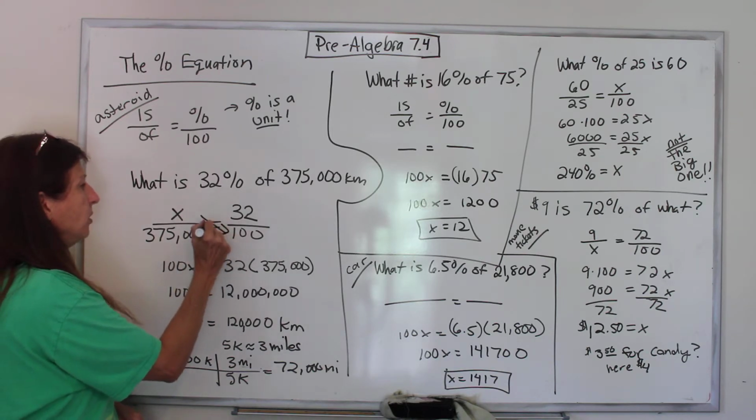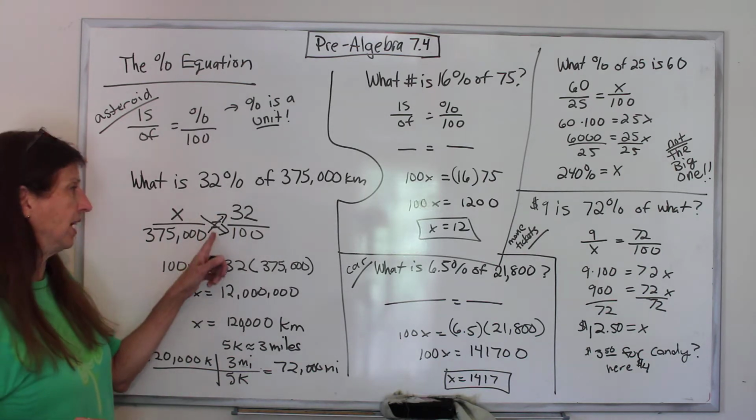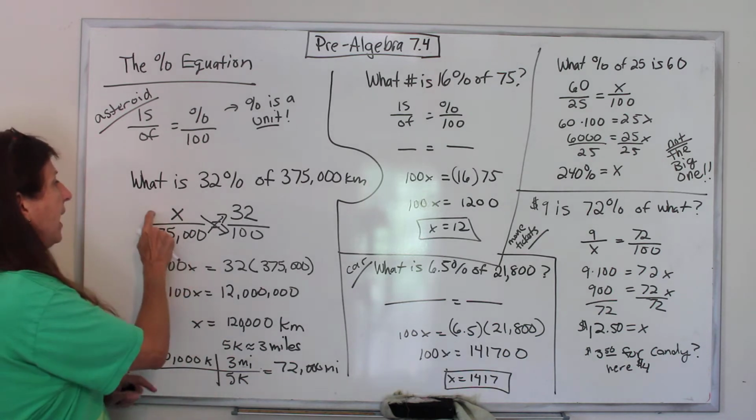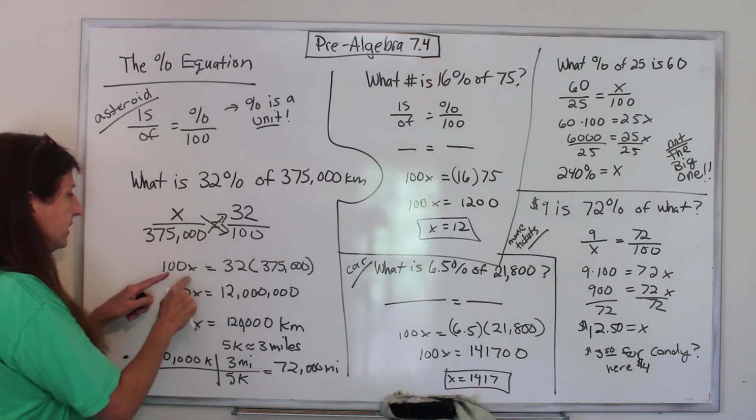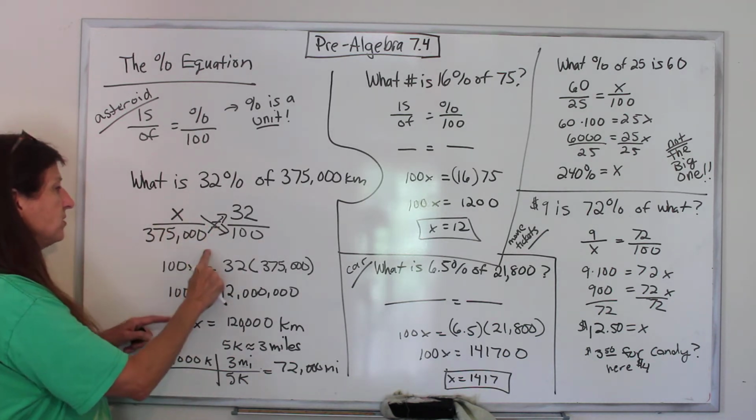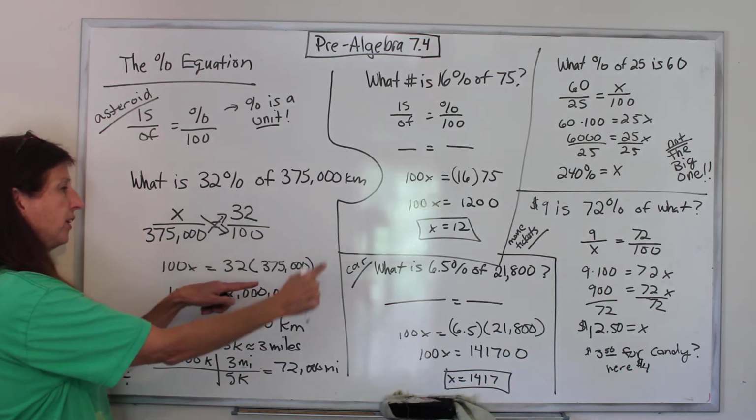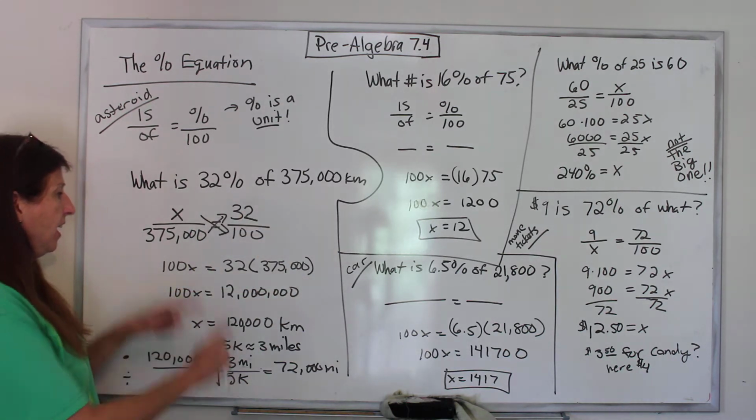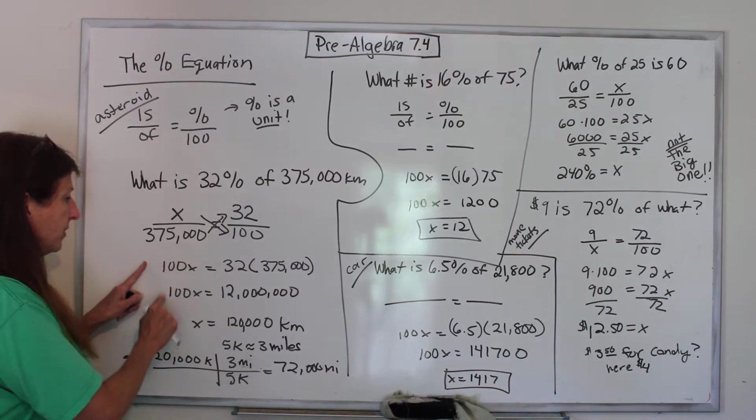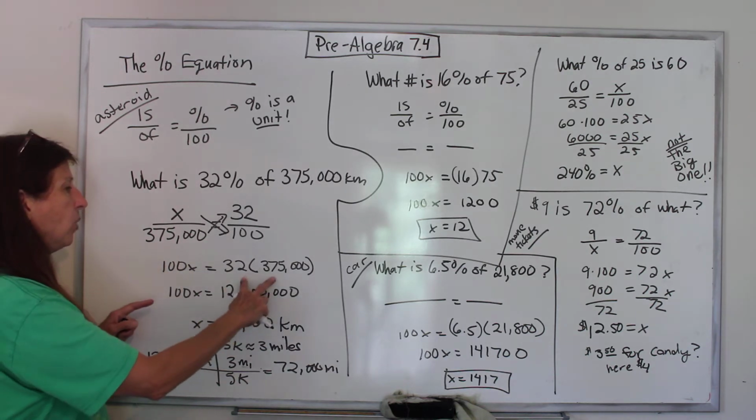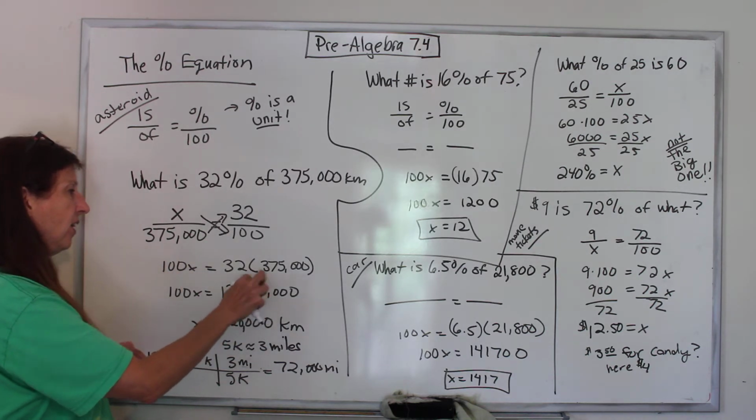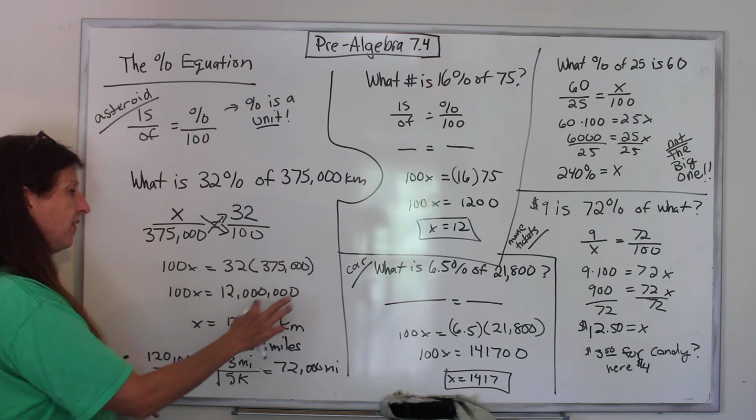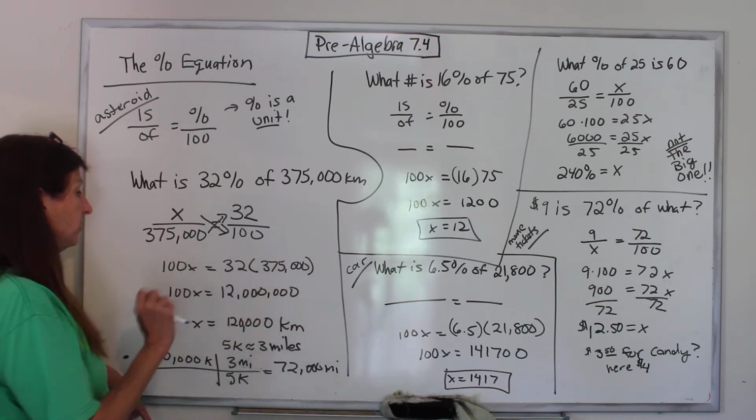We cross multiply and solve for x. Write your cross every time. X times 100 is 100x, and 375,000 times 32 goes on the other side. We bring down what we didn't mess with, the 100, the x, and the equals. We do this on our calculator, 32 times 375,000, and we get 12 million.